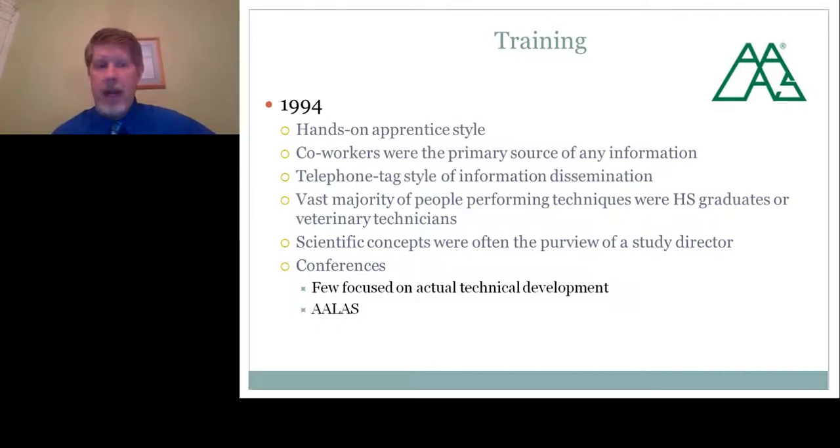Conferences, there weren't many that focused on actual technical skills. Again, they might spend 30 seconds talking about, we did these technical things, but then we went on to what everyone was at the conference for, which was, here's the data, here's the graphs. Again, this was a long time ago, so these were 35 millimeter slides in a carousel. And really at the time, ALAS was the group that put this together.